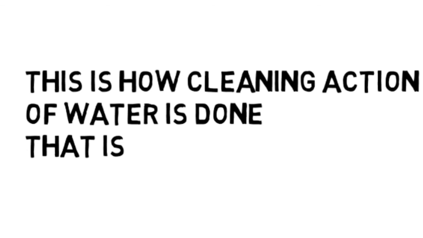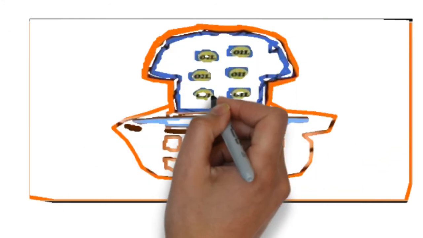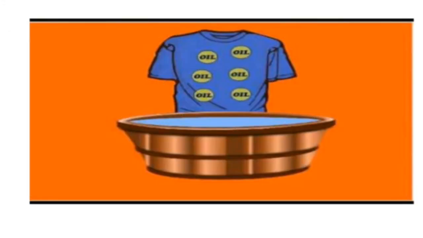Whenever we apply soap on our face or on our body, and after rubbing we put water, along with the water the hydrophilic end head goes away. Along with the head, the tail goes away. Along with the tail, the dirt goes away. This is how the cleaning action of soap occurs. That is, water is attached to head, head is attached to tail, tail is attached to dirt. In turn, all the dirt is cleaned from the body or from the clothes or whatever it is. This is how the cleaning action of soap or detergents is done in detail.